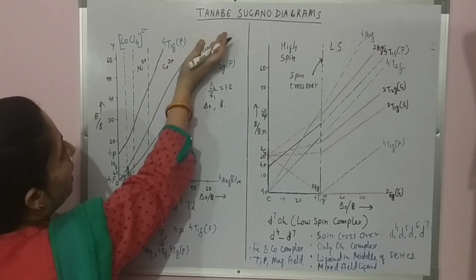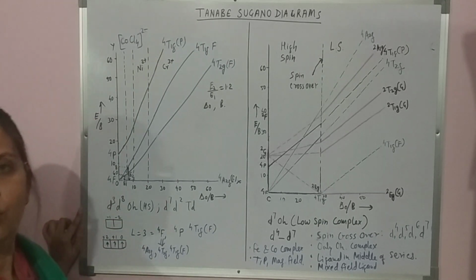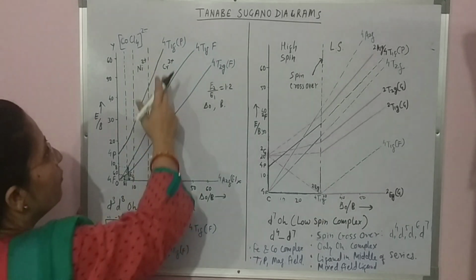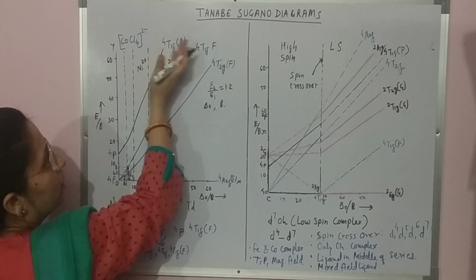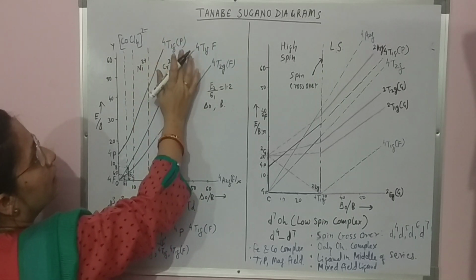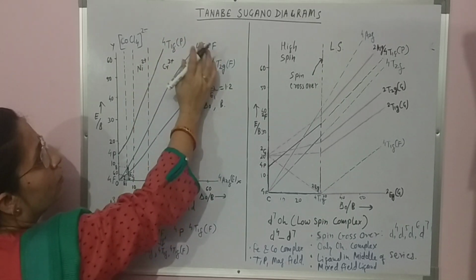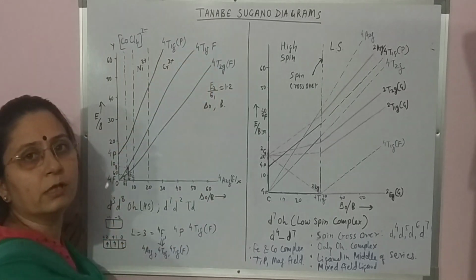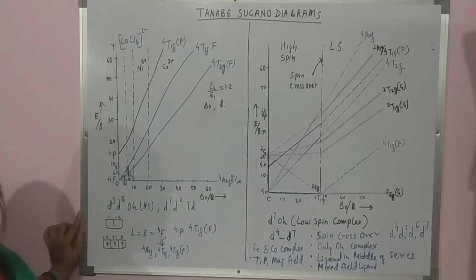They will just go parallel to each other because there is a no crossing rule. Same energy terms will never cross each other. They will be just parallel to each other. For this reason, the T1G of P will never cross the T1G of F. So this we can understand by seeing this diagram.